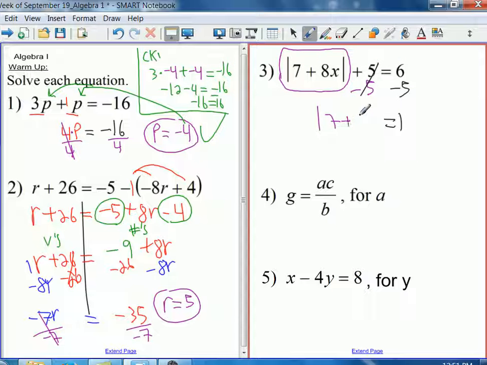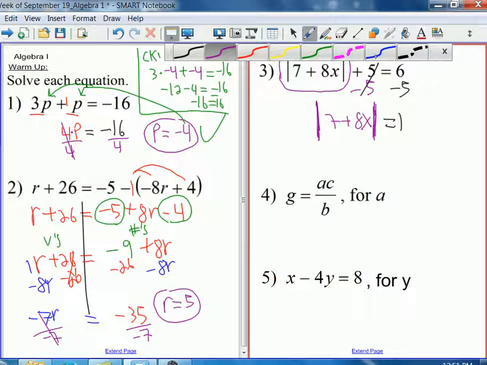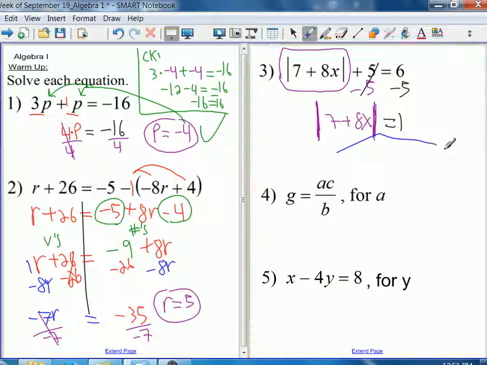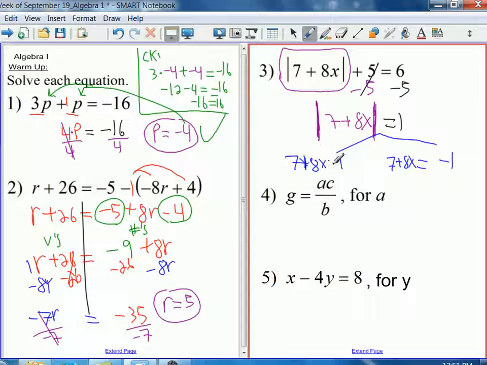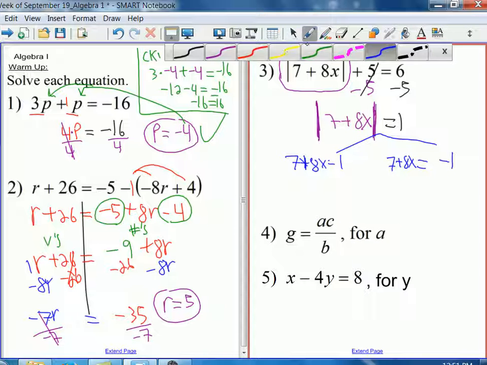7 plus 8x is equal to 1. What happens at this step? Well, hopefully I've taught you well that we are just going to split and solve the individual pieces. We're going to solve it with a negative 1, and we're going to solve it with a 1. So we're going to solve 7 plus 8x equal to negative 1 and 7 plus 8x equal to 1. So we need to basically just solve those two equations. They're not that bad. We'll just go through it quick. Subtract 7.